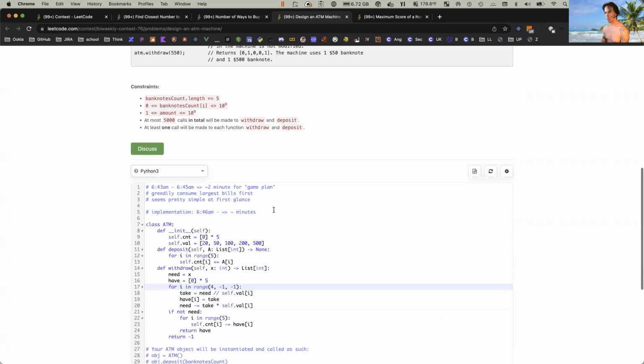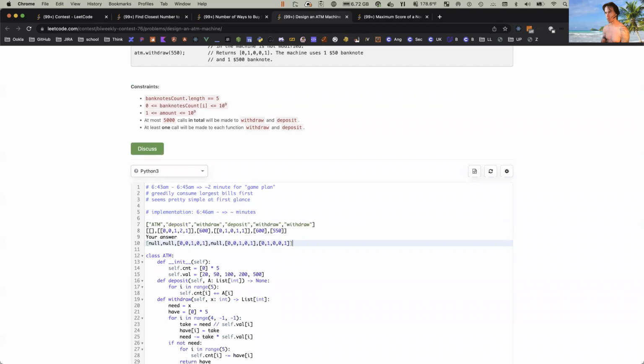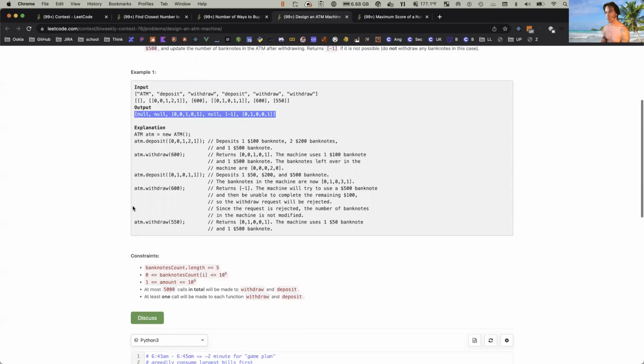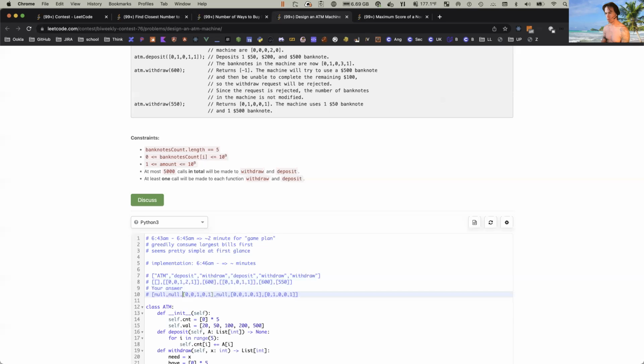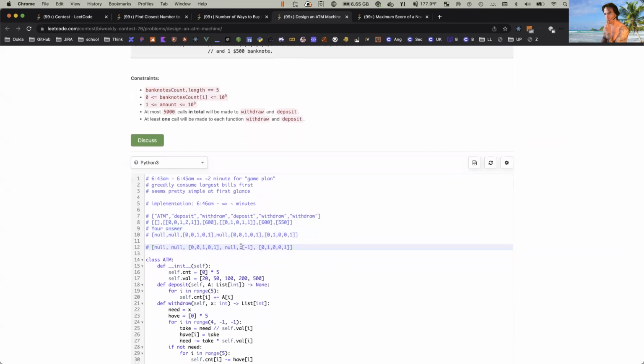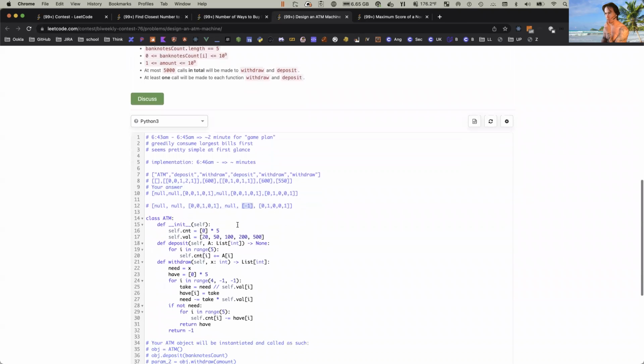Okay, let's look at what this is here. Compare that output to this. Looks good. Uh-oh, no, that does not look good. -1 is not correct here.